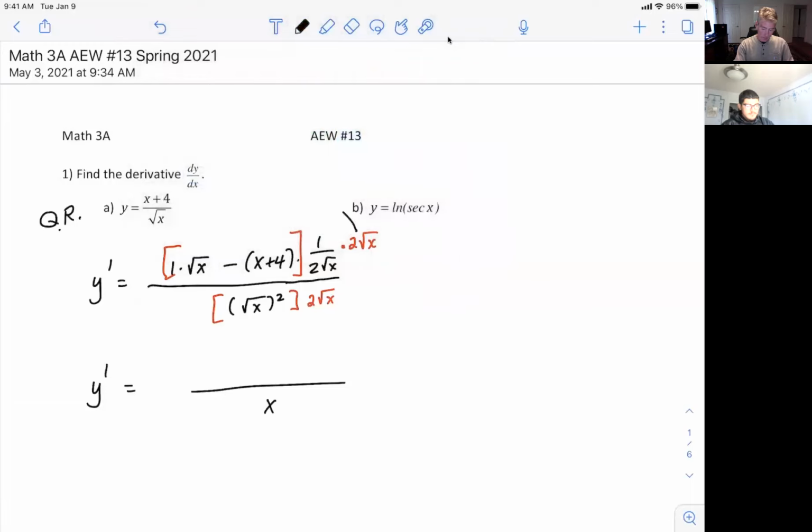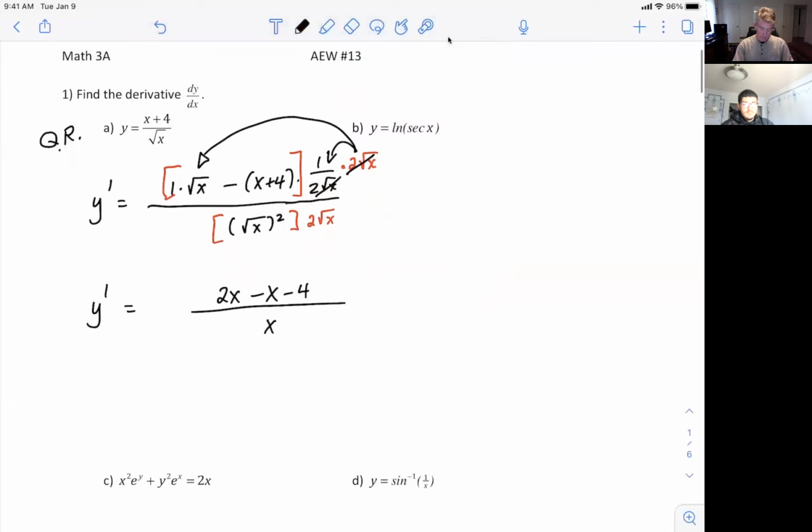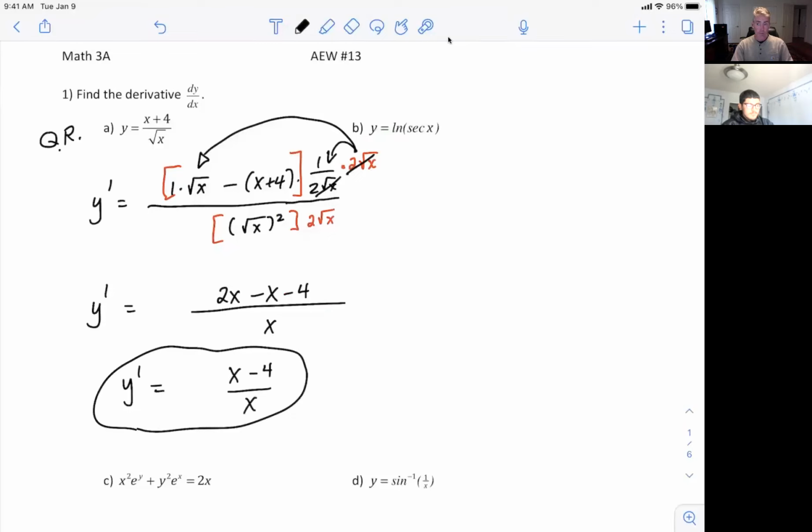So on the top, when you distribute it, the 2 square root of x times another square root of x, that's just going to be 2x. And then when you distribute it to this one, they're actually going to cancel. That was the whole idea of that. And then on the top, just distribute the negative. So it's going to be negative x and negative 4. And then that simplifies a lot because 2x minus x will just be x minus 4 over x. And there we go, there's number 1, part A.